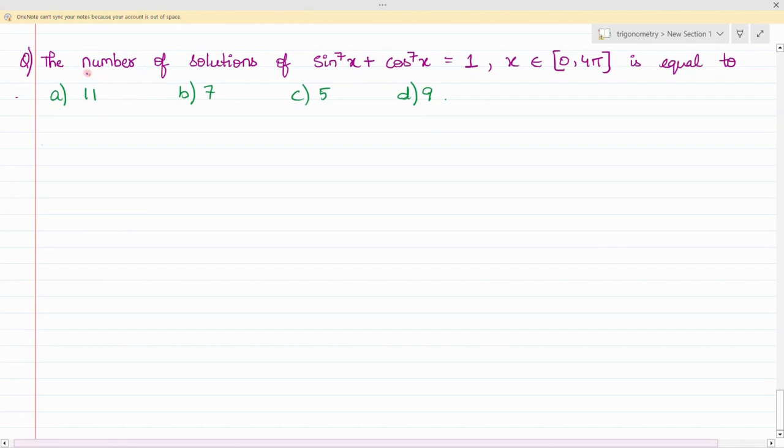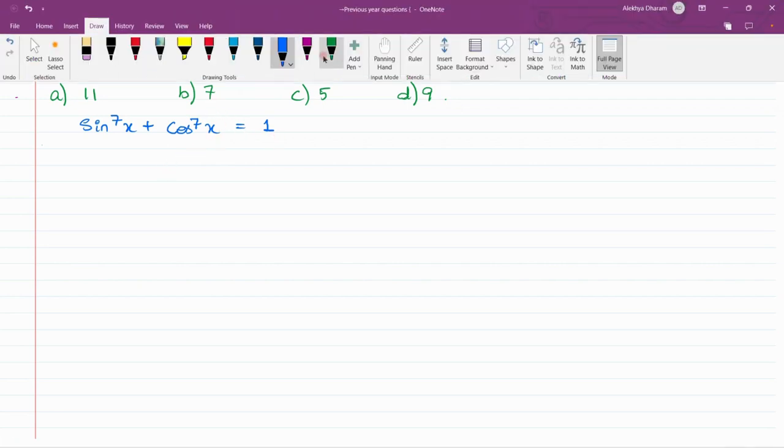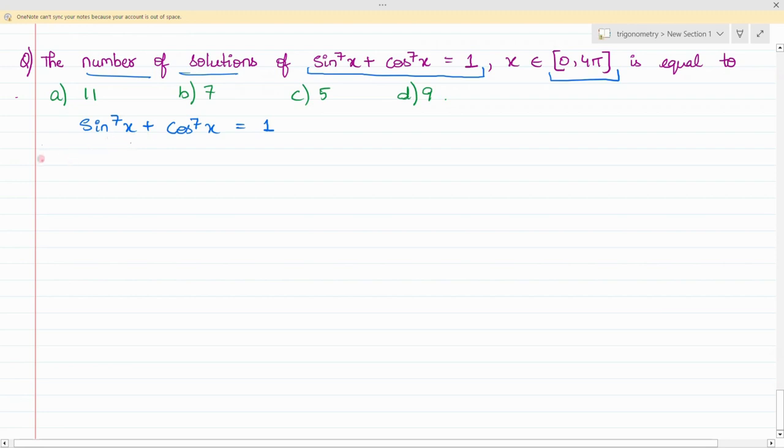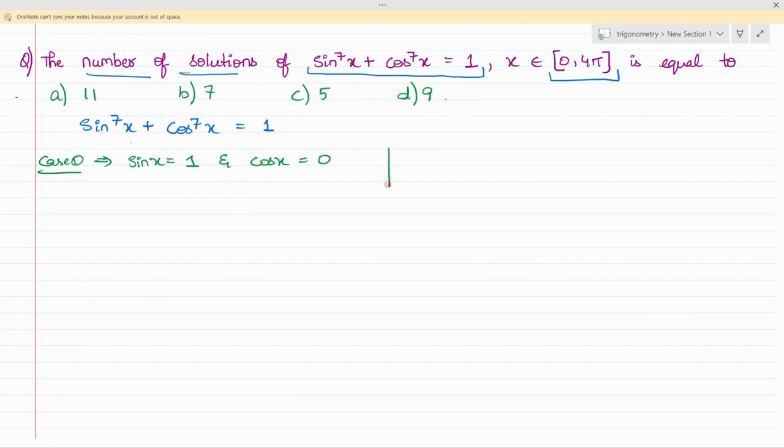In this question, we need to find the number of solutions of this equation in the given range of 0 to 4 pi. So first let's take the equation, that is sin power 7x plus cos power 7x is equal to 1. When will this be true? If you think properly, the power is an odd number, so there will be two cases. Case 1: sin x should be 1 and cos x should be 0. And case 2 is just the reverse of this: if sin x is 0, then cos x should be 1. Then only this equation is satisfied. Only these are the two cases.